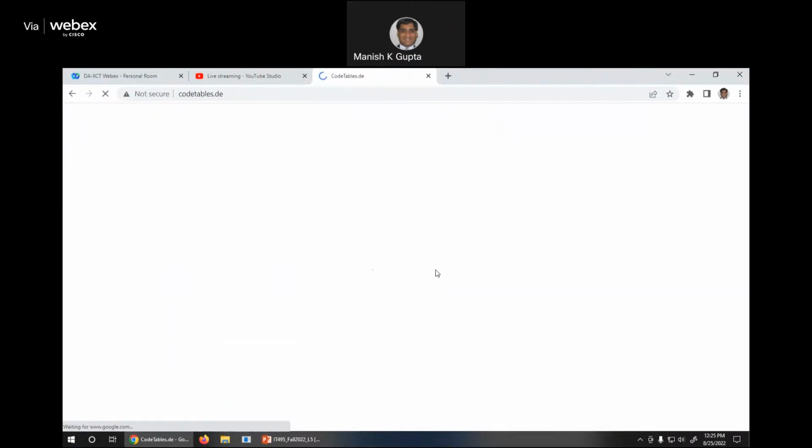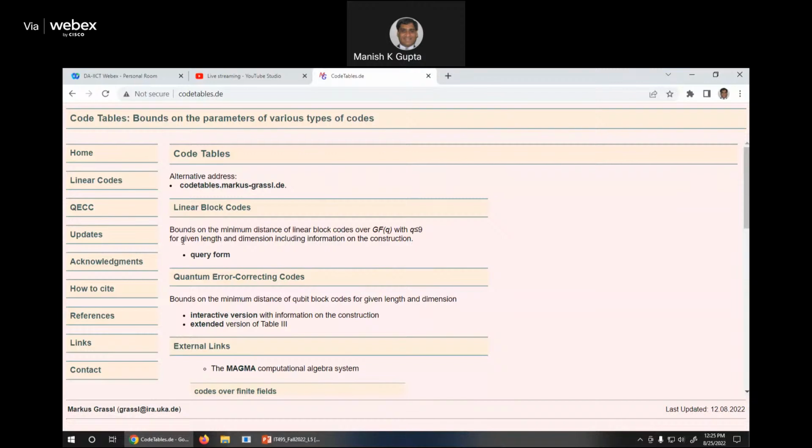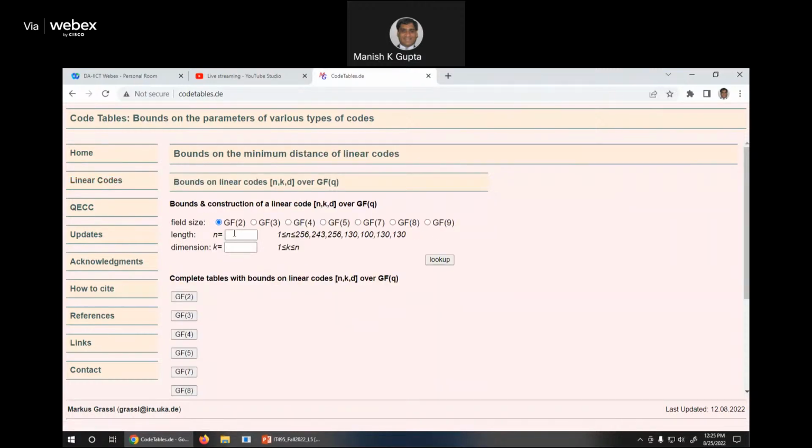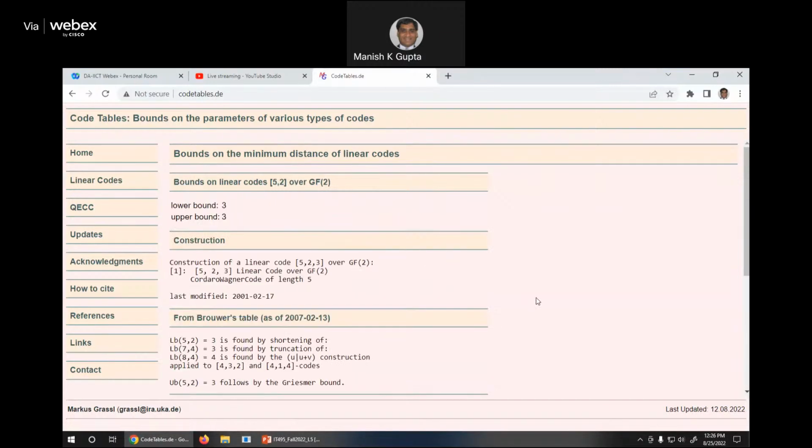So codetables.de. You can clearly see here there are linear codes, quantum codes, and so on. So I can just click on the linear code. I hope it's working here. Yeah. So suppose I enter n is equal to 5 and k is equal to 2. I want to find out what is the best d possible. So I can just check the lookup. It is showing the best d is 3. Upper bound, lower bound is 3.